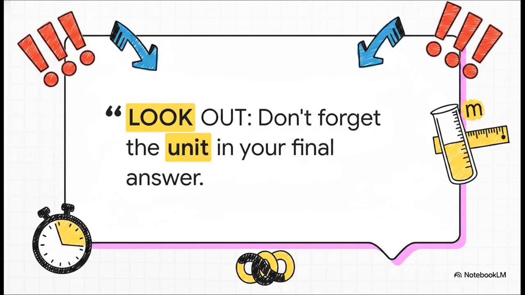Now, what's really interesting about this is the direct, urgent warning straight from the examiner's source material. Quote, "Look out, don't forget the unit in your final answer." I really want to hammer this home, guys. This is literally the biggest Cambridge trap. You successfully navigate the standard form math under intense time pressure, you write down 10 to the -8, and then you just lose the mark because you left off the M. Do not let this happen to you.